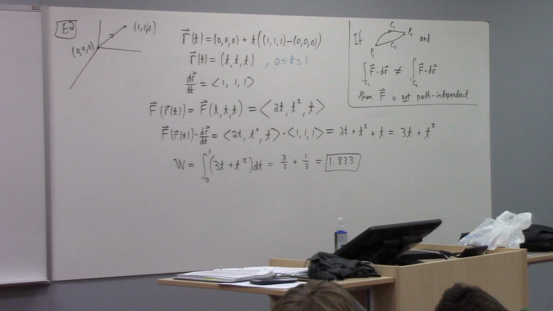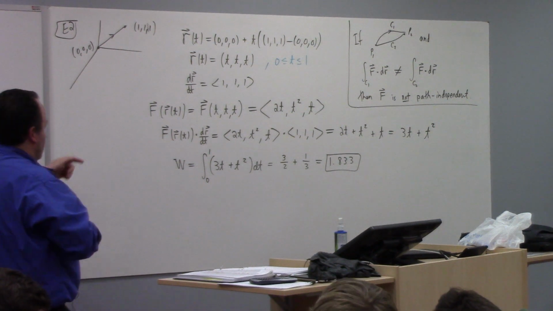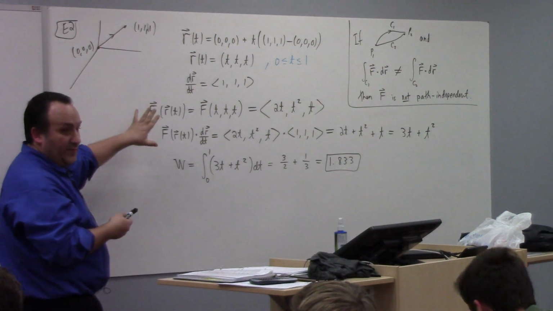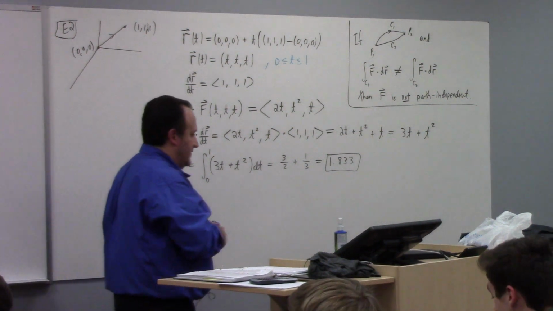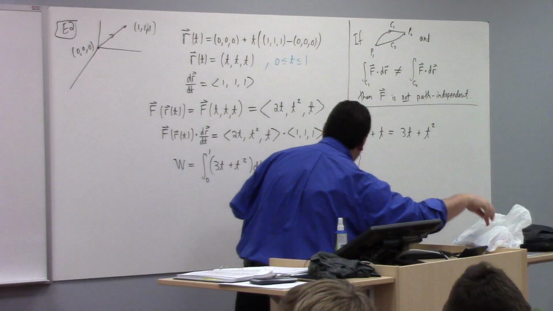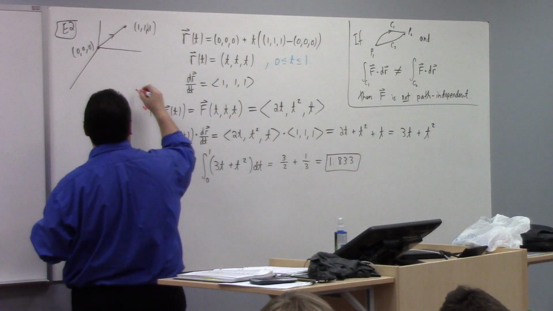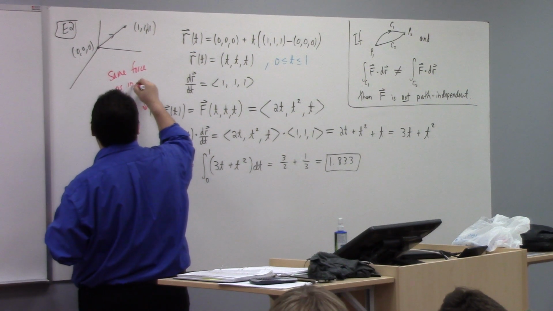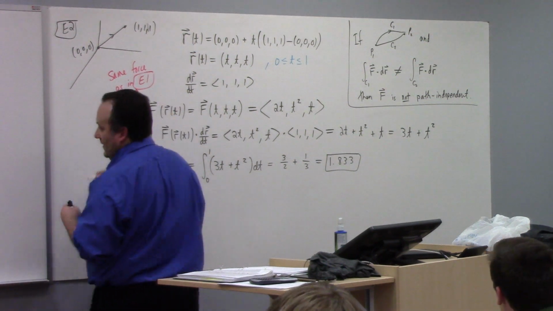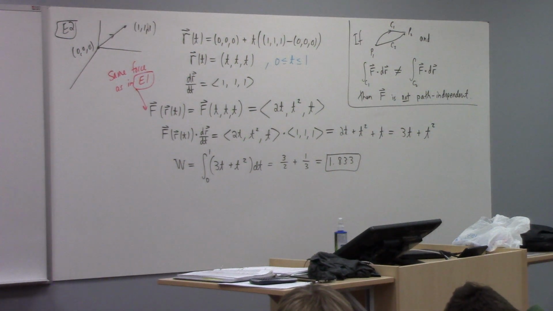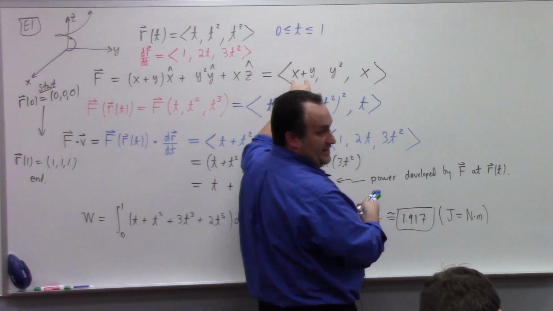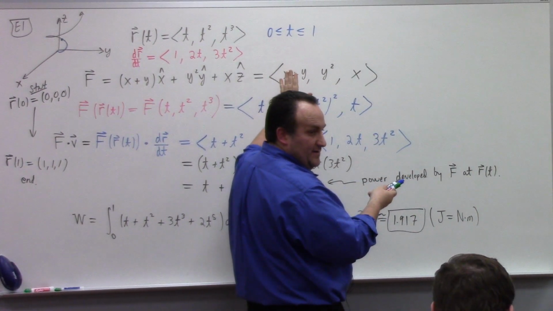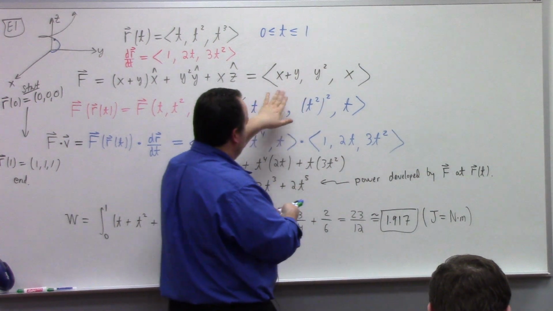On this board, where did you get the 4th line from? Did that come from the 3rd line on the other board? Oh yes, same force. I should write that. My bad. So same force field. And specifically to answer your question, over here we had x plus y, y squared and x. So I'm just setting x and y and z all equal to t. Of course there's no z here, so that's kind of boring, but yeah.